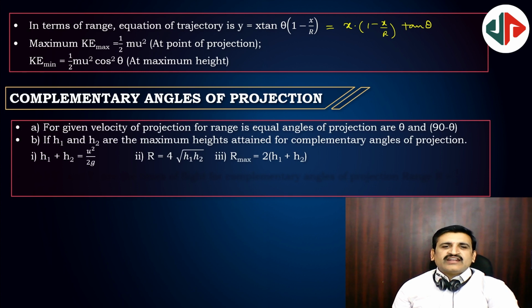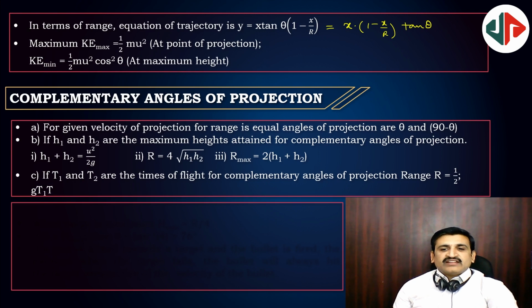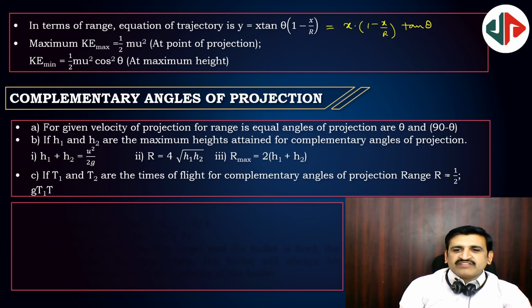Here theta and 90 minus theta are complementary angles of projection. H1 is for theta, H2 is for 90 minus theta. Then H1 plus H2 equals u square by 2g, and R equals 4 root H1 H2. These points are very, very important. So many times they ask for these three points. And R maximum is equal to 2 into (H1 plus H2). And times of flight: R is equal to half g t1 t2.